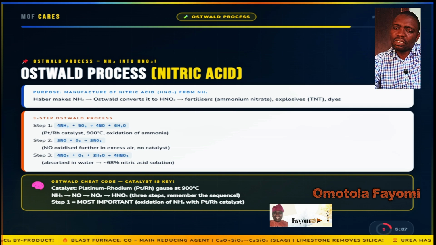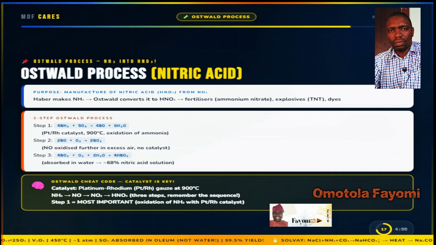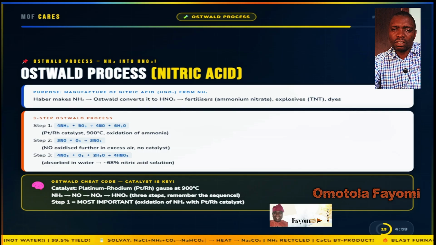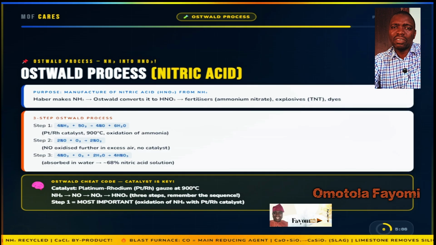Step 3 is that the nitrogen dioxide is absorbed in water in the presence of more oxygen. 4NO2 + O2 + 2H2O gives 4HNO3. This produces nitric acid solution of about 68% concentration. Higher concentrations, that is fuming nitric acid, require further processing.